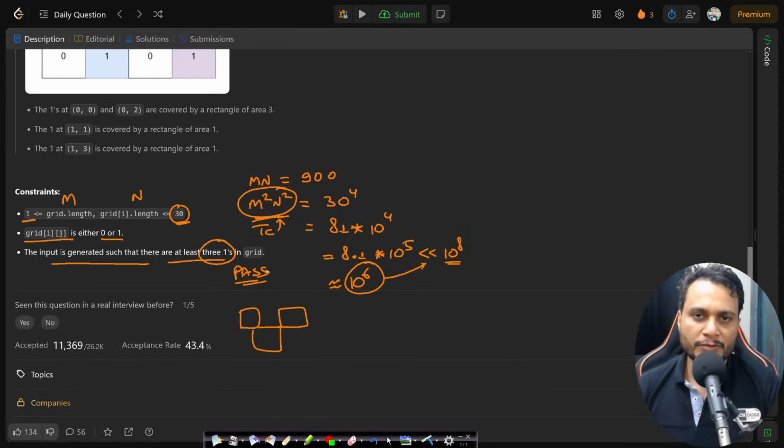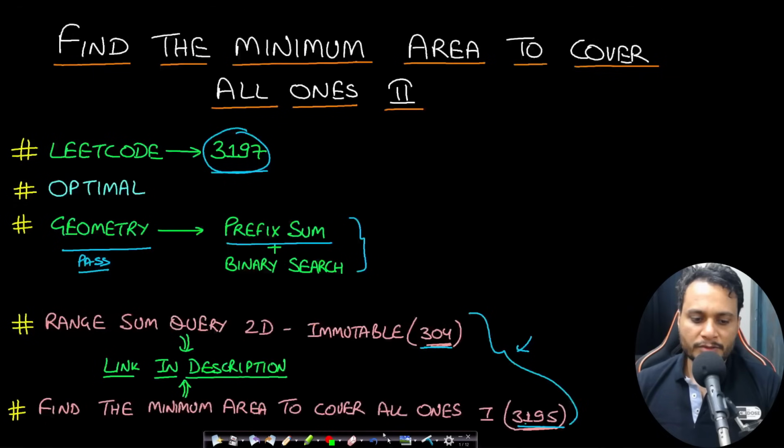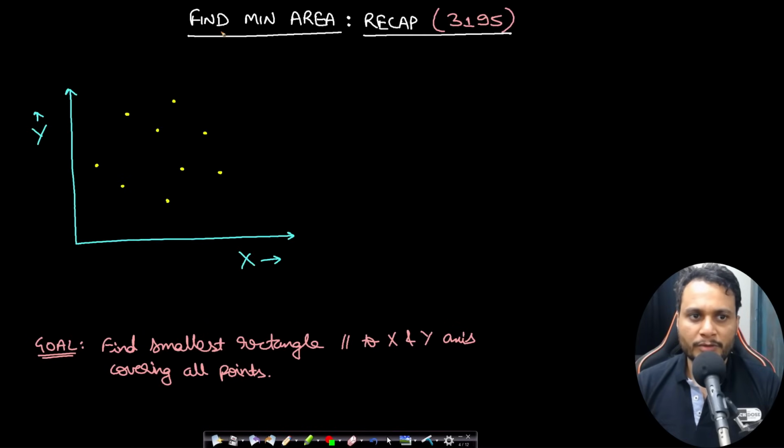You will never get into a scenario where the solution does not exist. Okay, so I hope we have understood the problem. So let's now look at a recap of problem 3195. In that problem, our goal was to find the minimum area to cover all the ones.